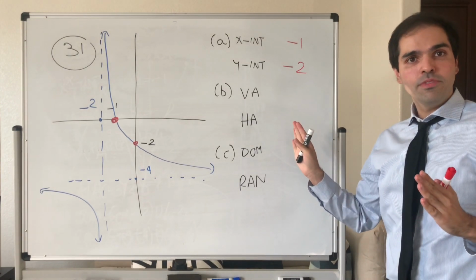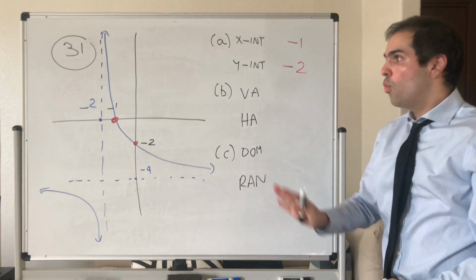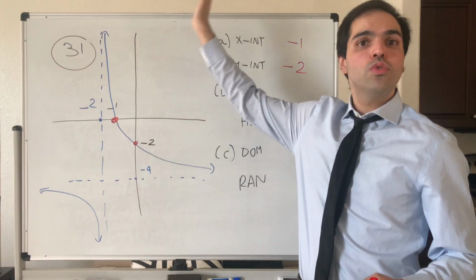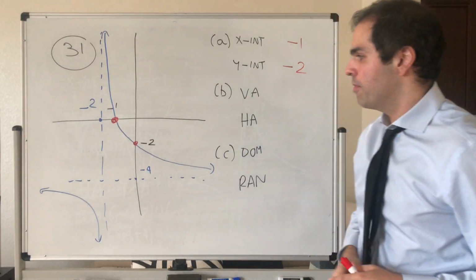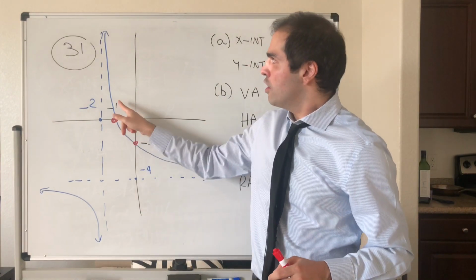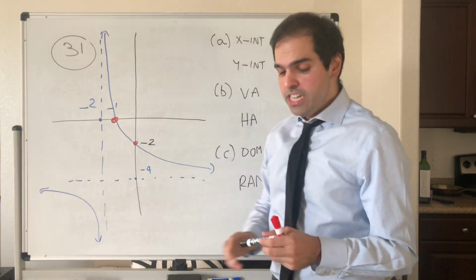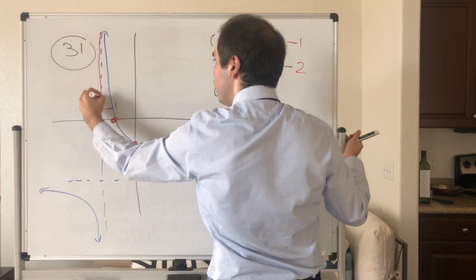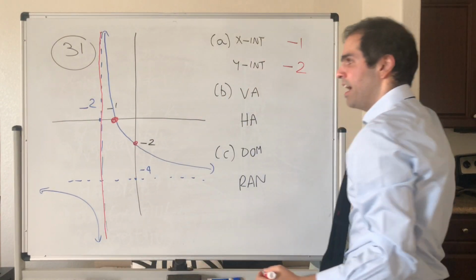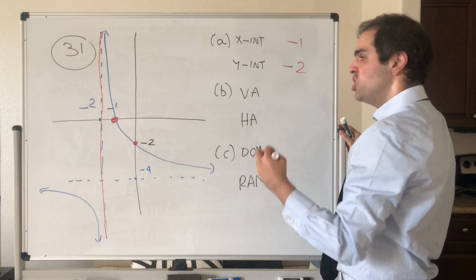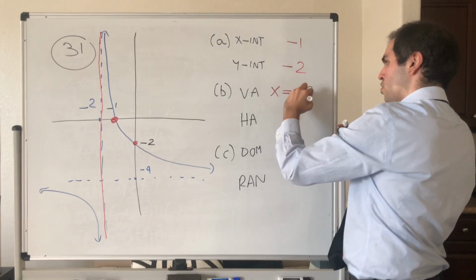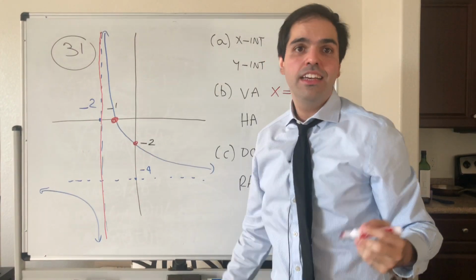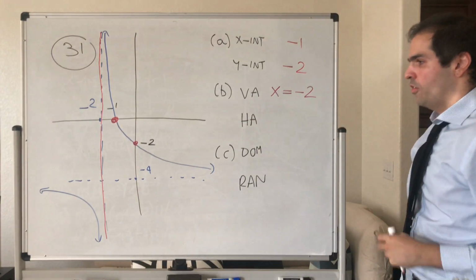A vertical asymptote is a vertical line where the function blows up around that line. So where the function goes to infinity or minus infinity or both. Notice what's happening here. The function is blowing up near minus 2. So we would like to say the vertical asymptote is the vertical line that goes through minus 2. And that equation is simply x equals minus 2, because notice here, the x value on this line is always constant and equal to minus 2.